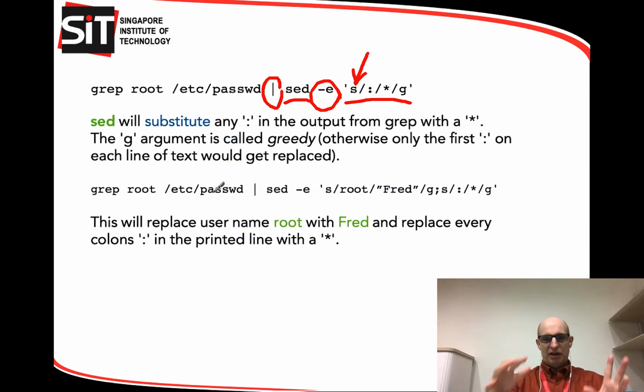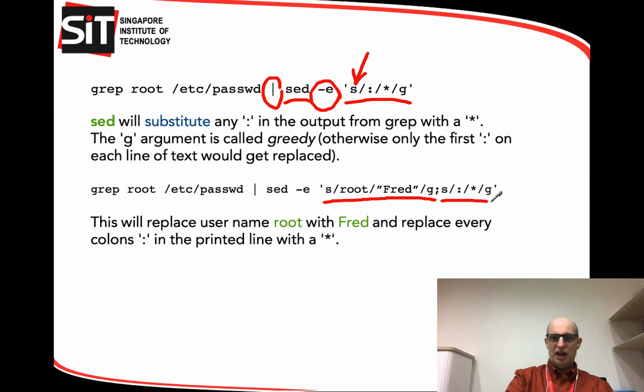Sorry, we're back. And you're going to build up some more complicated commands. This is a two-part sed command. We substitute the word root with the word Fred greedily, and then we substitute the colons for stars. So with this two-part sed command, the parts will run one after another.